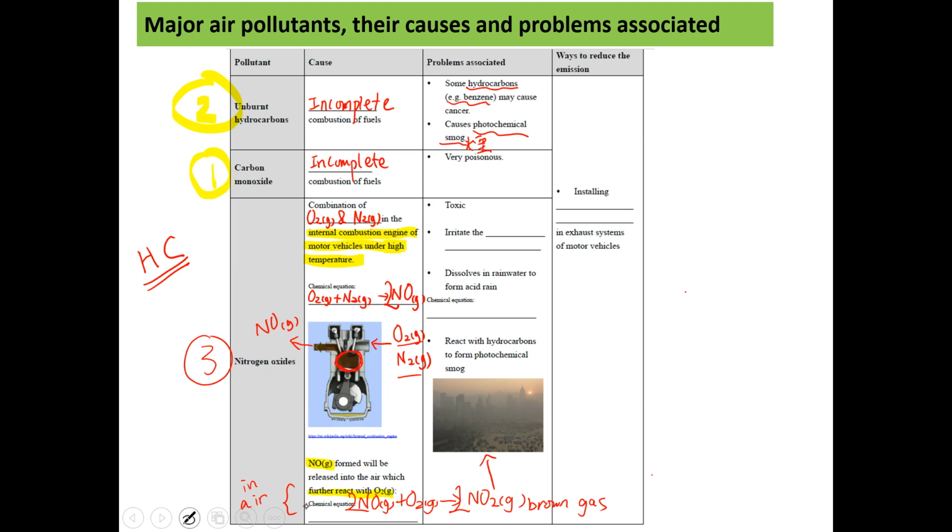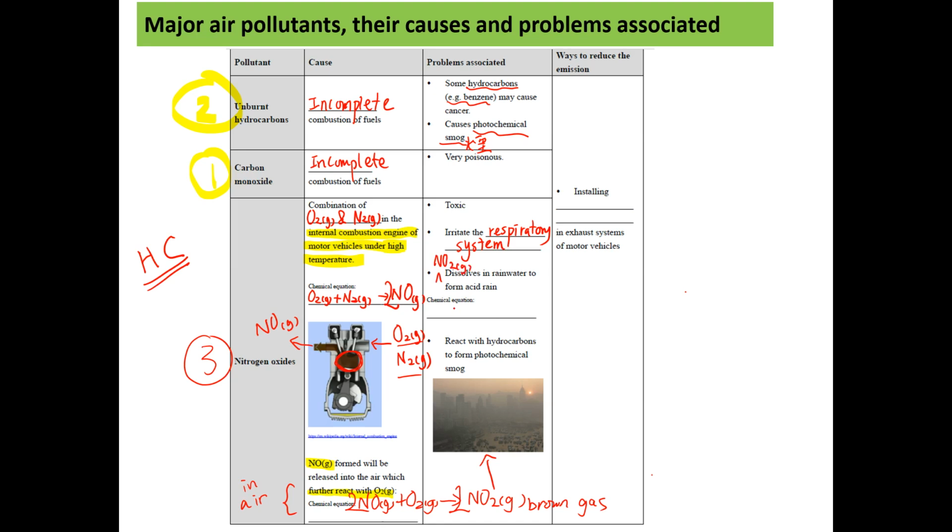Now for nitrogen oxides, they are toxic, and they are quite irritating. They will irritate the respiratory system. And then here I missed one word. Nitrogen dioxide, okay, is about nitrogen dioxide.